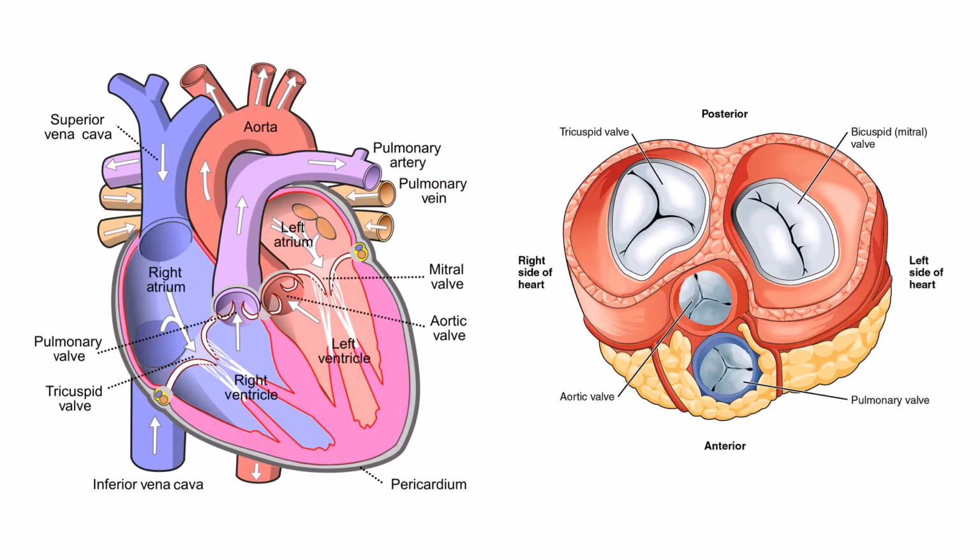Now these are the two basic diagrams which I'm going to use to explain the concepts. The diagram on the right side is the transverse section of the heart. Now, let me explain the flow of blood. Let's do a quick revision with the diagram on the left.